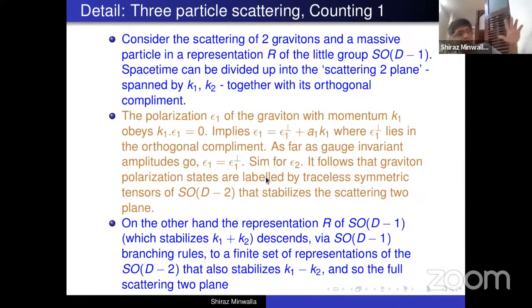Okay, great. So for the gravitons, we've got these two epsilon perpendiculars that are symmetric traceless tensors in SO(d-2).